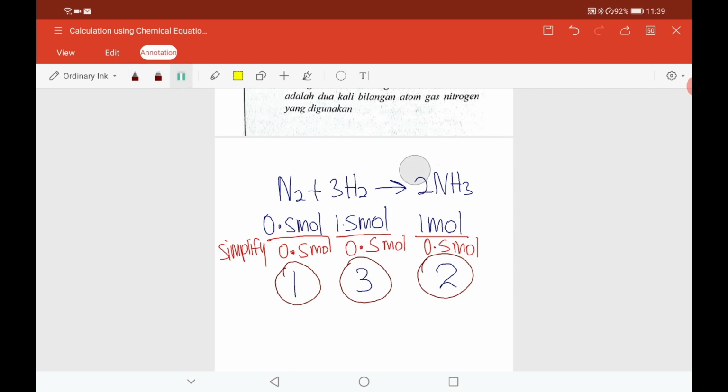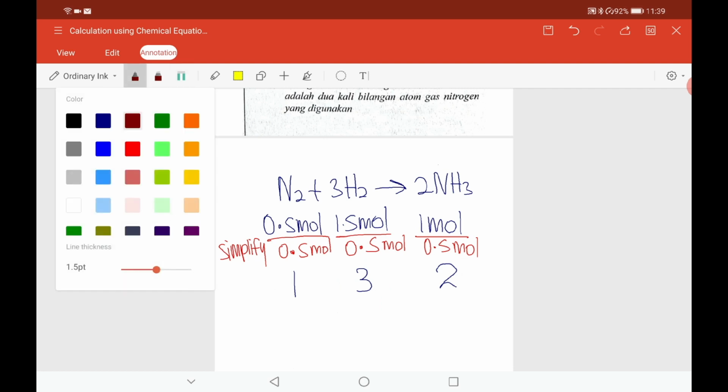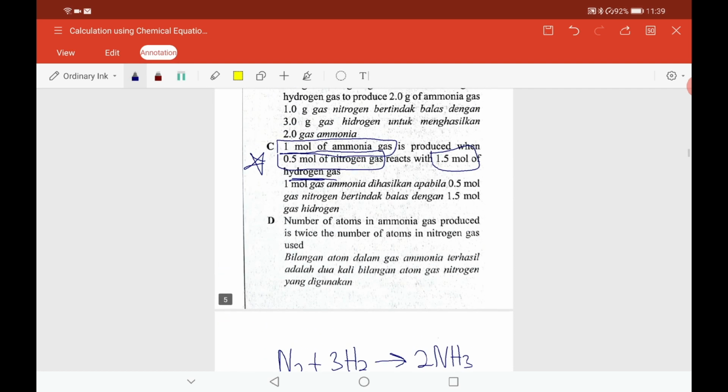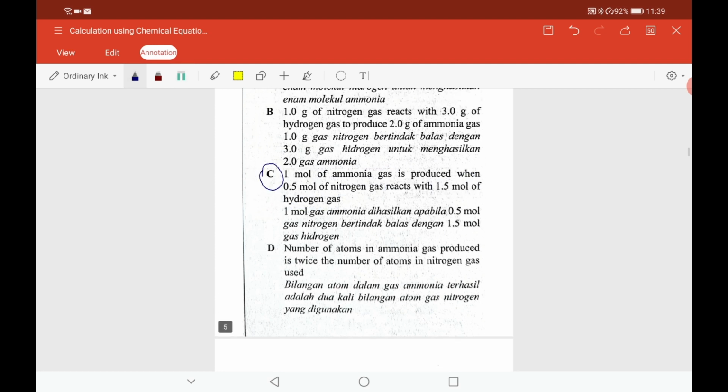Okay, so it's correct here. This is how we do it, which is just a simple comparison. So the answer C is correct. If you don't want to do this, you can also double check.